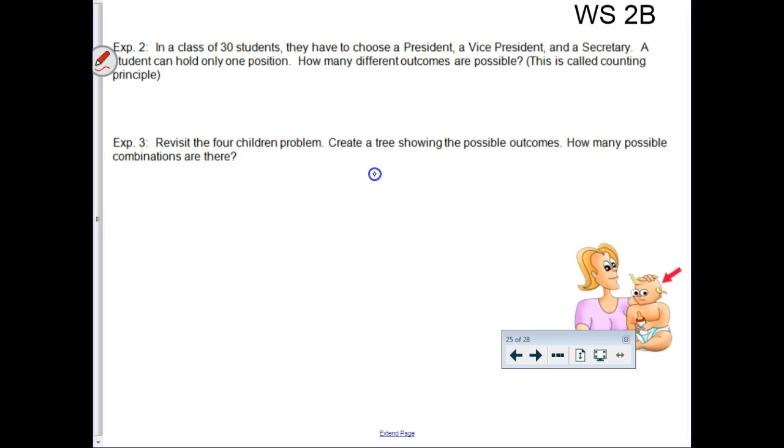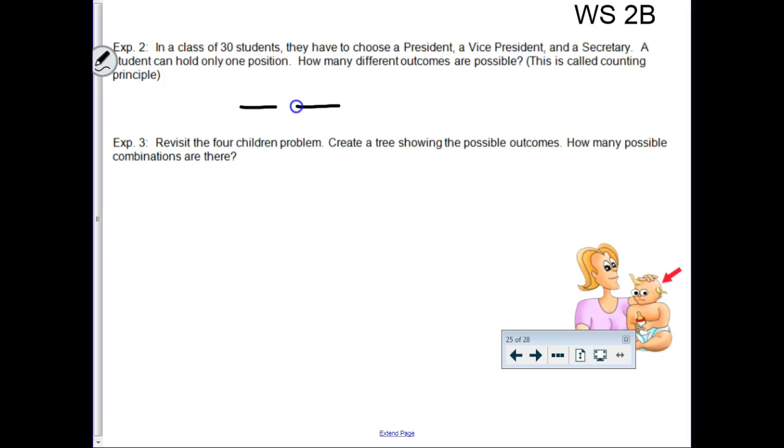But in the class of 30 students, you have to choose a president, a vice president, and a secretary. And everyone can only hold one position. Now, some of you who have knowledge of this from Algebra 2 are going, wait a minute, isn't that a permutation? And the answer is yes and yes. This is not just counting principle, it's also known as a permutation. So counting principle is the easiest way for kids to think about these things, especially if you don't have a calculator, because none of you know how to find permutations by hand.